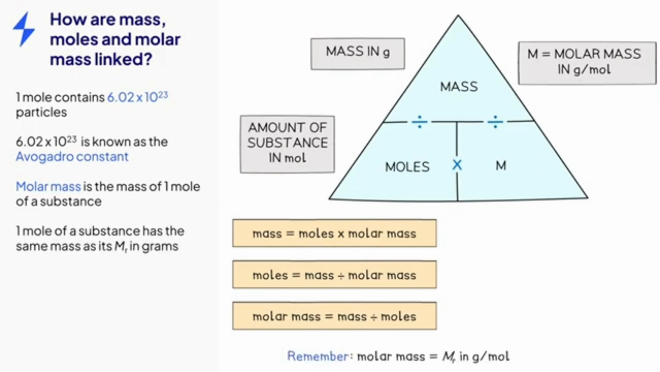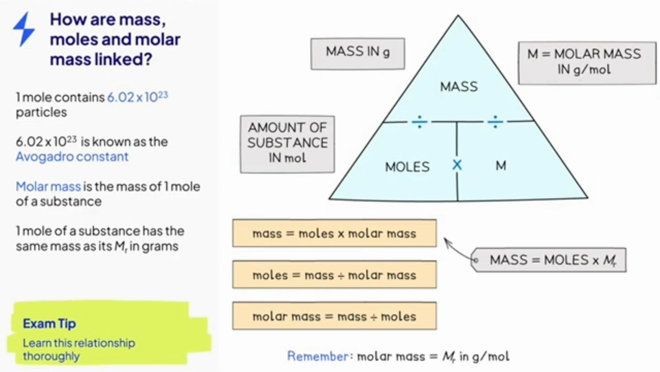You should recall that 1 mole of a substance has the same mass as its relative formula mass written in grams, which means that the molar mass of a substance can be calculated by finding the relative formula mass of the substance in question. This means that the relationships shown in these equations are often written using relative formula mass instead of molar mass. For example, the first equation shown can be written as mass equals moles multiplied by the relative formula mass. Either way of writing these equations in an exam is accepted. It is really important that you learn this relationship thoroughly, as you are not given the equations in exams.